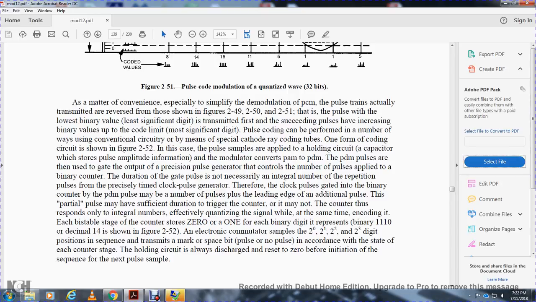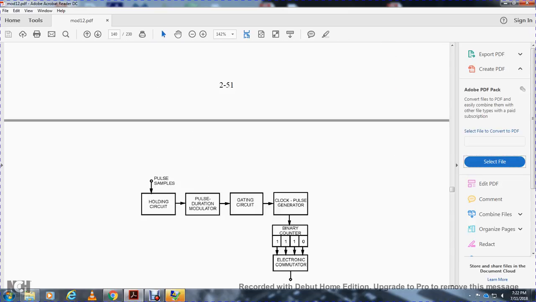Each binary digit represents a 1 or a 0. For decimal 14, shown in figure 252, the electronic commutator samples 2 to the 0, 2 to the 1, 2 to the 2, and 2 to the 3 digit positions in sequence to transmit with mark and space, pulse and no pulse, for the corresponding state of each counter stage. The holding circuit is always discharged to 0 before the initiation of the sequence of the next pulse sample.